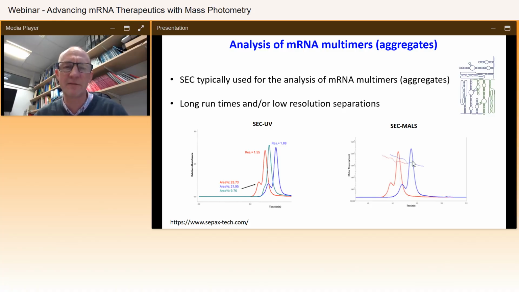Some of the caveats of size exclusion chromatography are that you often have long run times, and you get low resolution separations. You can see here, we can't get baseline separation of your mRNA monomer from your higher order structures. And obviously a lot of these size exclusion columns aren't particularly robust. So again, that's another caveat of this type of approach.